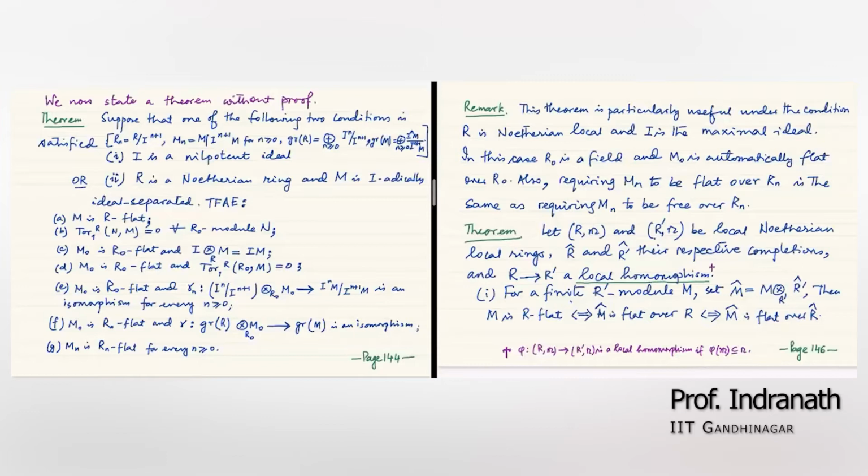Can somebody tell me why? This M_n being R_n flat was our last condition, condition G. Requiring M_n to be flat over R_n is the same as requiring M_n to be free over R_n. Why is that so? Assuming that R is Noetherian local and I is the maximal ideal. Sir, modules over a Noetherian local ring are flat if and only if they are free. Local ring, yes, but I mean, R_n, is it still local? Can you just give a quick explanation?